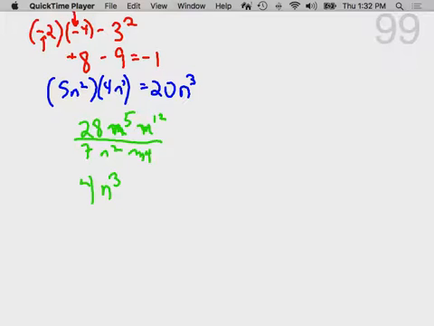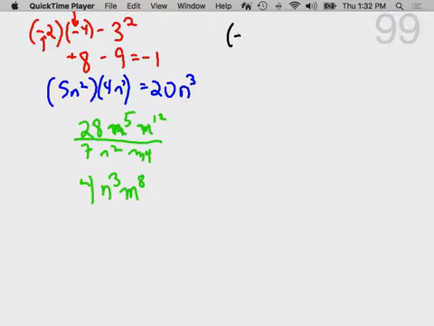What do you think they did if they got m to the 3rd? Yeah, they divided, 12 divided by 4. So what we want to do here is subtract exponents, just like 5 minus 2 makes 3. I want m to the 8th. Okay? So let's not lose track of the rules. On the blue one, multiply coefficients, add exponents. On the green one, divide coefficients, subtract exponents.